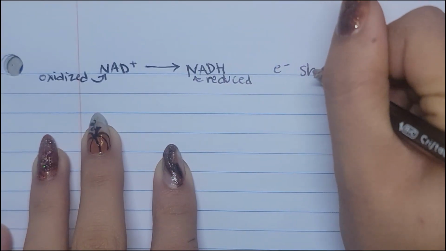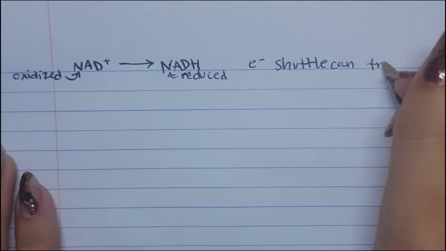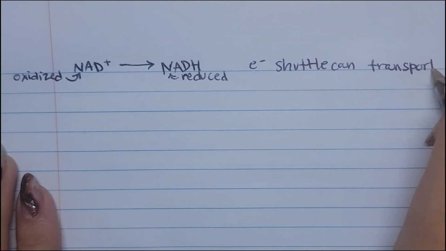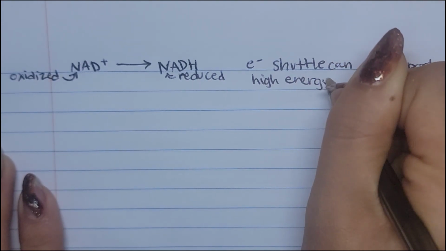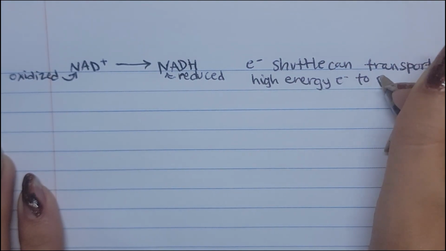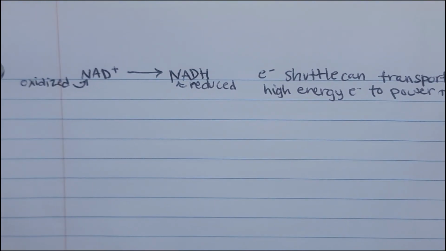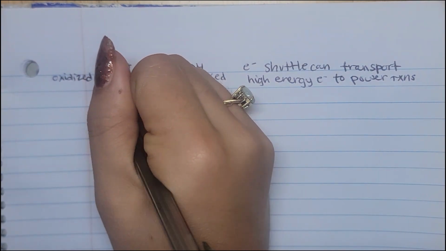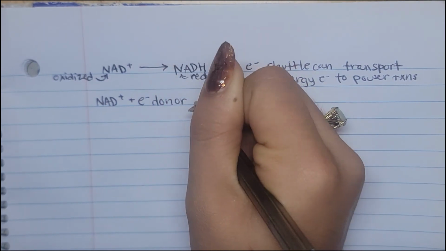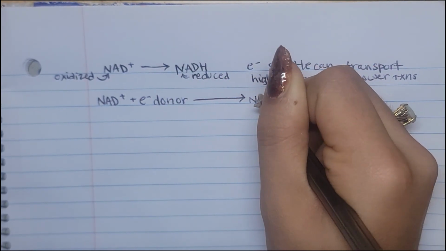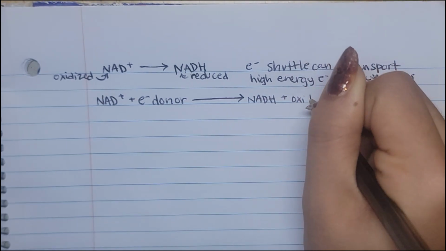So an electron shuttle can transport high energy electrons to power reactions. And we see that in an electron transport chain in something like photosynthesis. So you'll have something like your oxidized NAD plus and an electron donor that'll give it electrons, and that'll turn into NADH and an oxidized product.